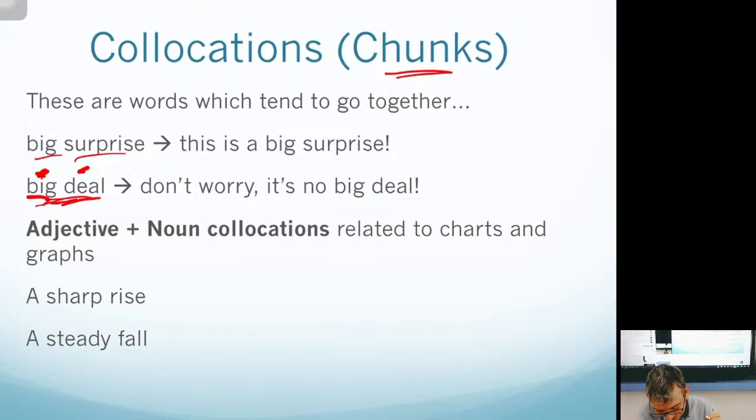Sorry, we're going to learn how to change from verb and adverb to adjective and noun. So here is an example which is related to graphs. We're using the same kind of terminology: a sharp rise, a steady fall.